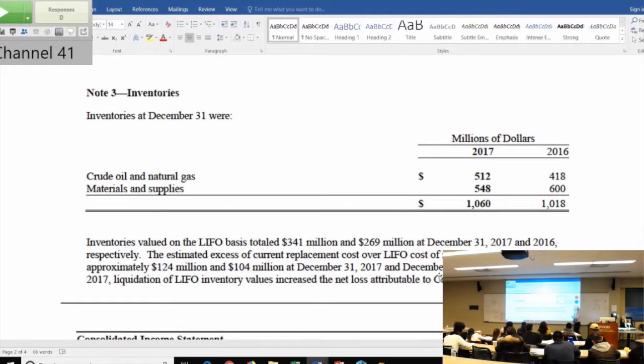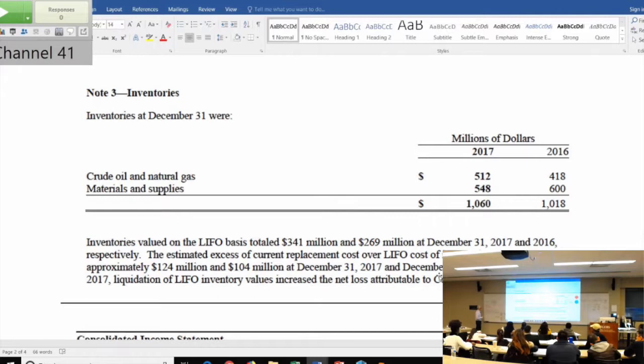Then they go on to tell you that inventories valued at LIFO total 341 and 269 million, so it's in there somewhere, respectively. So they have to tell you, this is predominantly LIFO. I know the numbers are not exactly the same, but they have to tell you either the percentage or the dollars that are under LIFO. And it says the estimated excess replacement cost over the LIFO was 124 and 104 in 2017 and 2016, respectively. That is the LIFO reserve. This is the LIFO reserve, the excess of the current cost over the LIFO cost.